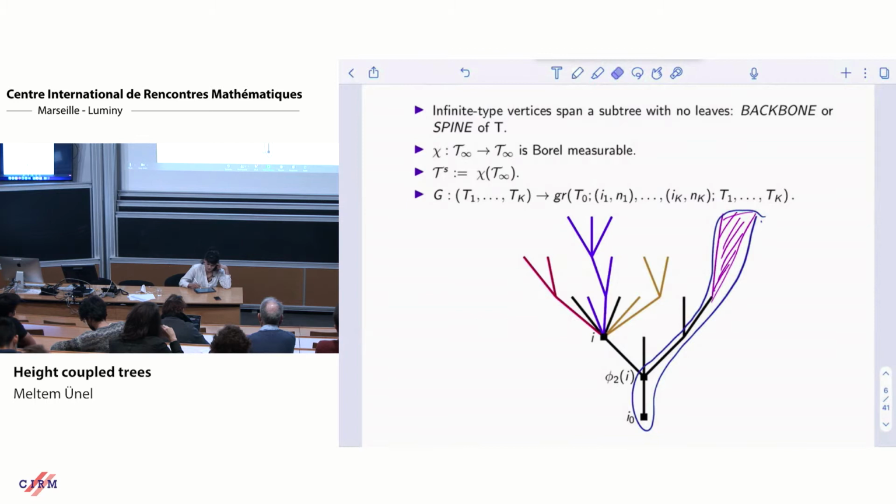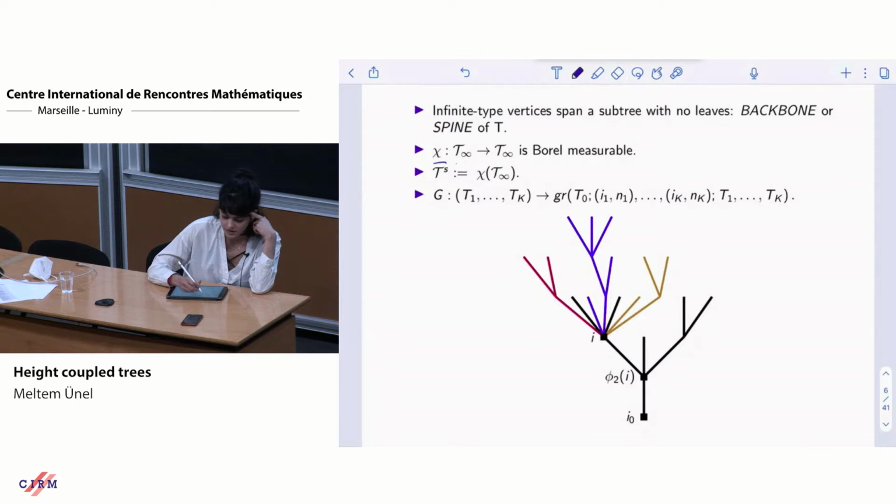And this operation of deleting all finite type vertices together with its descendants is done by a map that I call chi, which turns out to be Borel measurable, and it's a map from T infinity to T infinity. And the image of that map I will denote by Ts, which I will call spine trees, and these trees have only infinite type vertices. And there is one more map that I want to talk about.